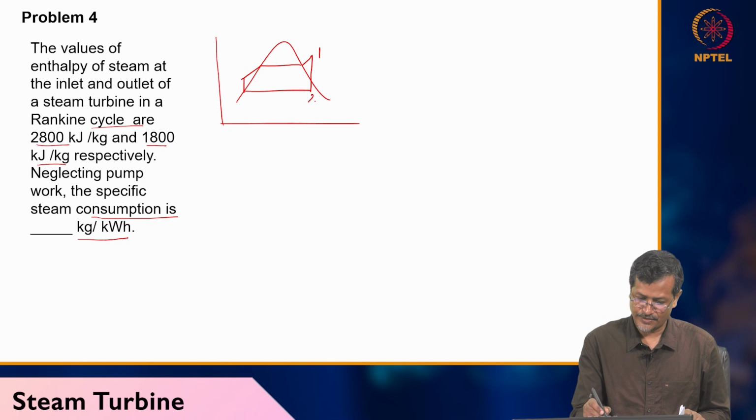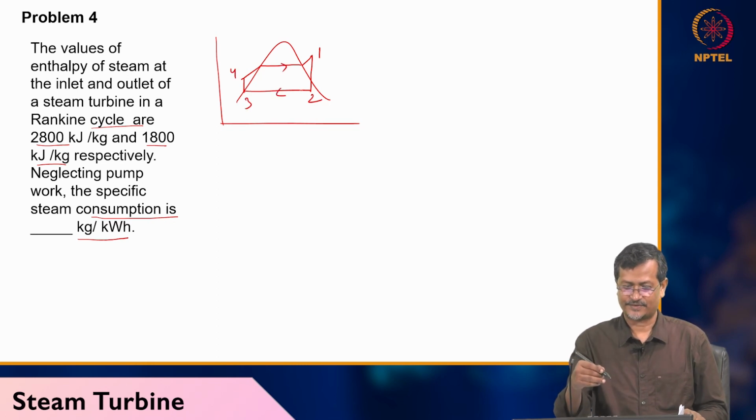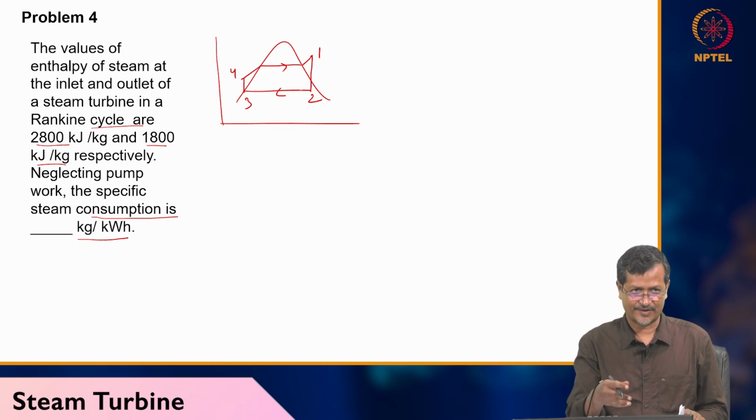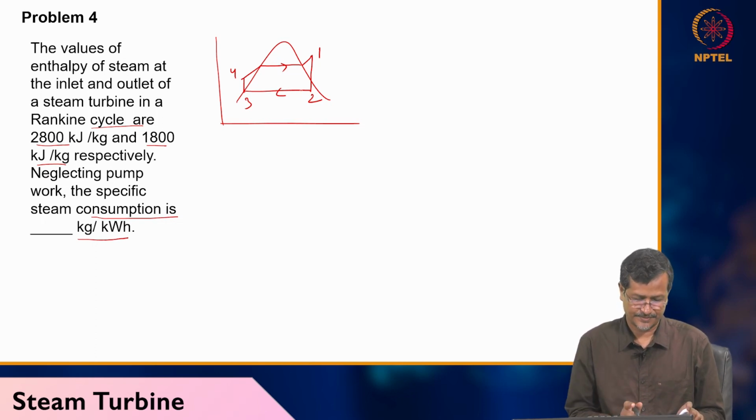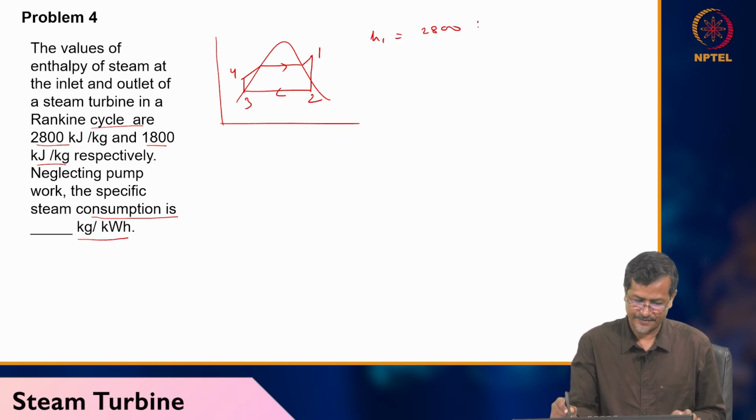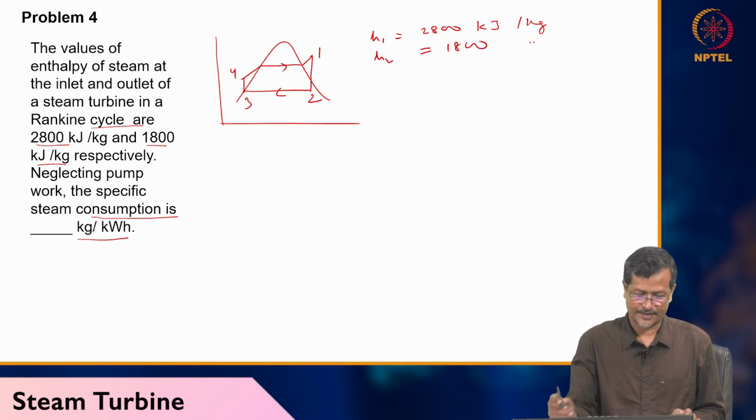So 1, 2, 3, 4. I am giving numbers randomly. Sometimes I start with 1 after the boiler, sometimes before the boiler. So you can use your own notation. There is no specific hard and fixed rule, but everything must be correct, whatever notation you use. Okay, so H1 is given as 2800 kJ per kg and H2 is given as 1800 kJ per kg.